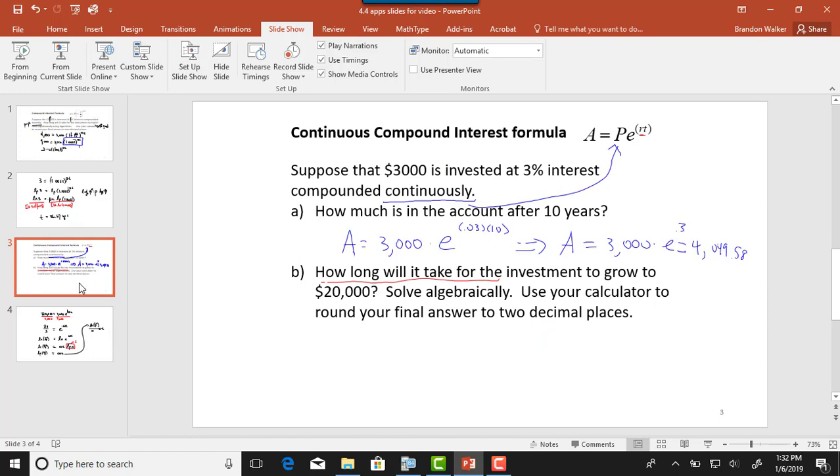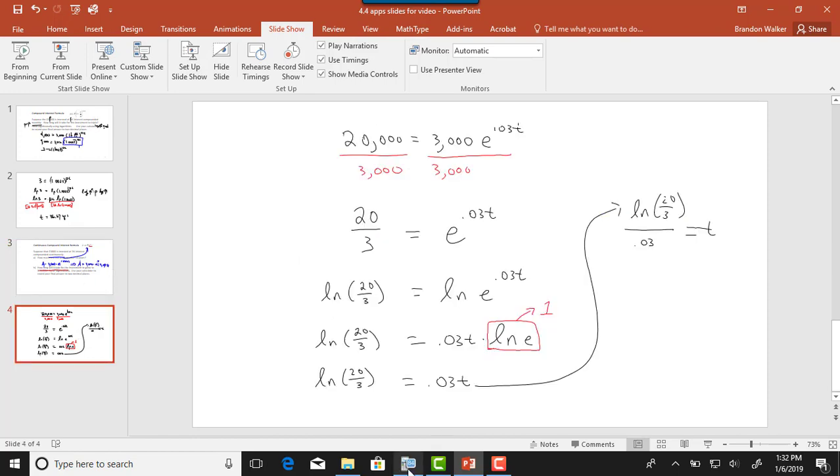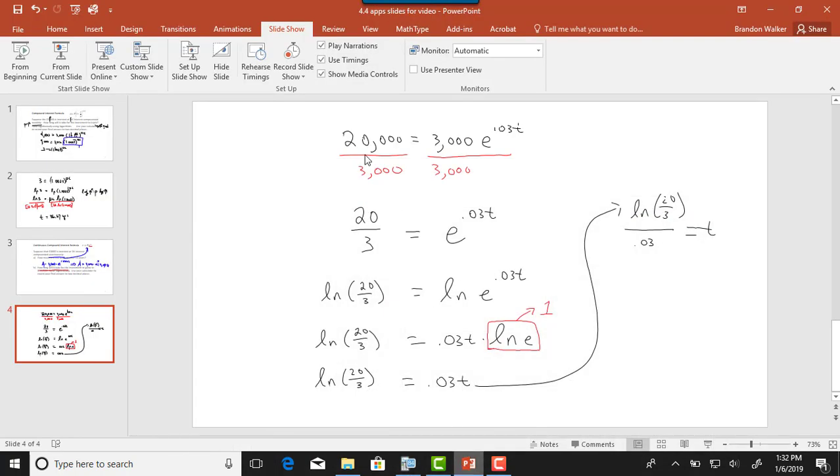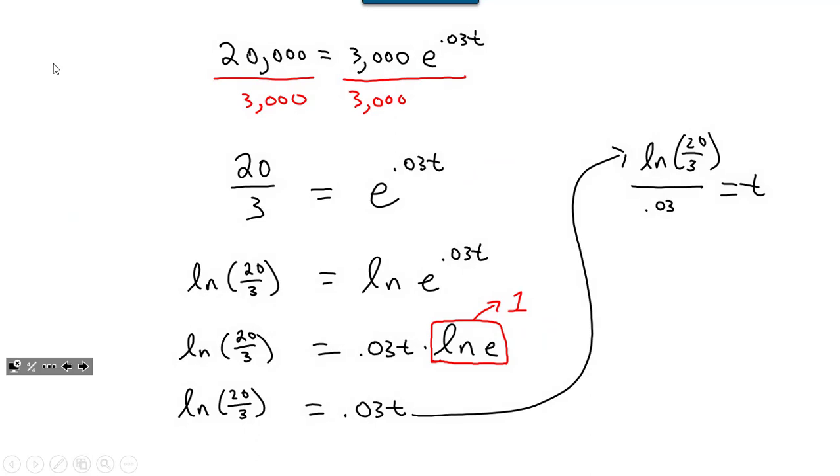And it says round your final answer to 2 decimal places. So if I round that to 2 decimal places, it's going to be 63.24 years. And so my final answer here is going to be that t is equal to 63.24 years. So a little bit more than 63 years to take that $3,000 and grow it to $20,000.